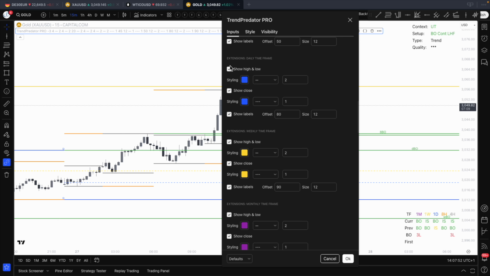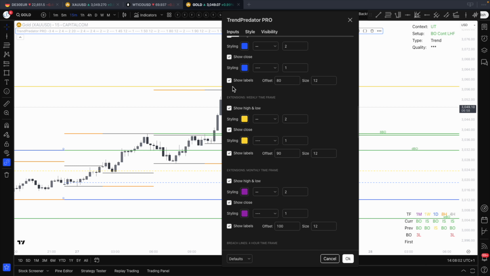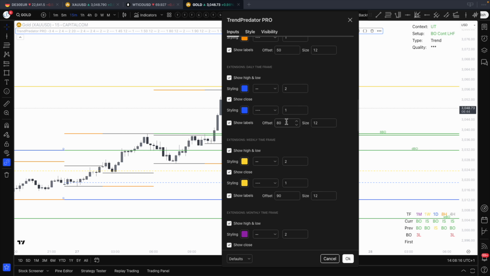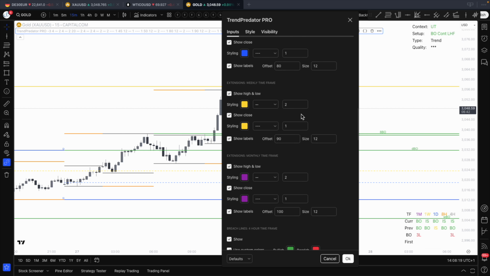I use them from daily, and you can here also make configurations for the styling. You can specify if you want to see the closing price or not, if you want to have the labels, and here you can also specify the offset for the labels. So there you can switch how far they are to the right and if they're overlapping and so on. So I did a standard configuration for that. If you want to change that, you can just play around with these offset numbers here.